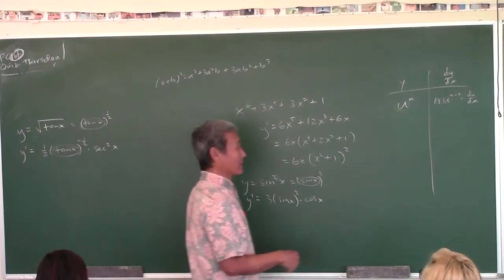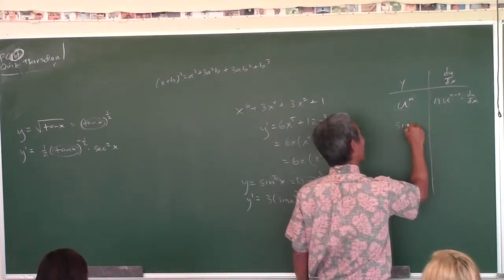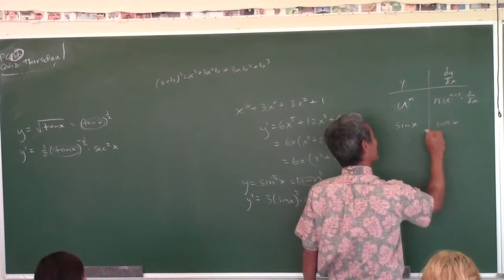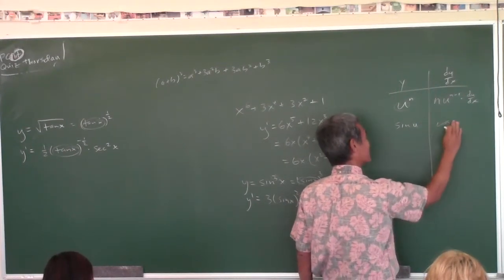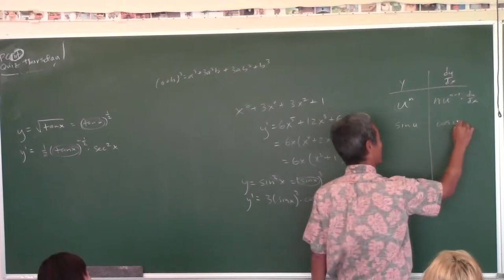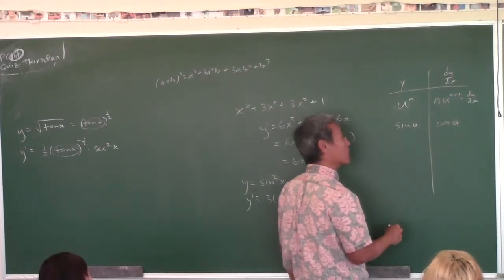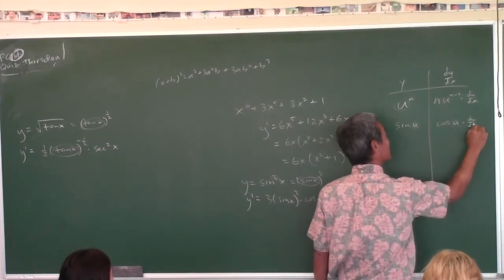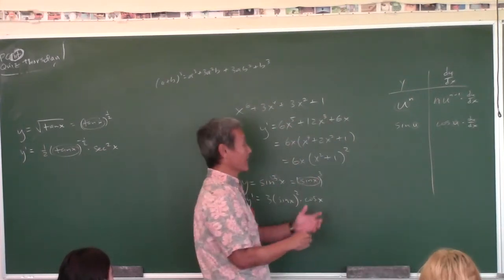Okay, but what about the trig functions, Mr. Park? Like sine x. What's the derivative of sine x? Cosine x. So if you have sine box, do you think the derivative is just going to be cosine box? No. The chain rule says you got to multiply by the derivative of the box, which is du dx. And that goes for all of them.